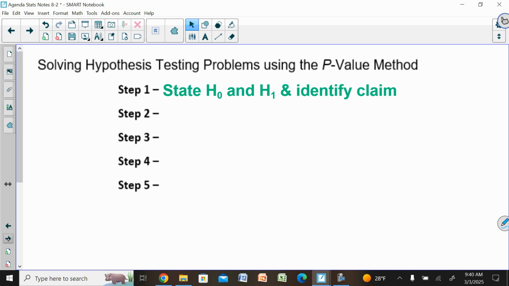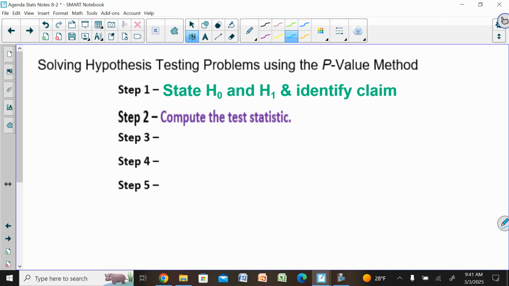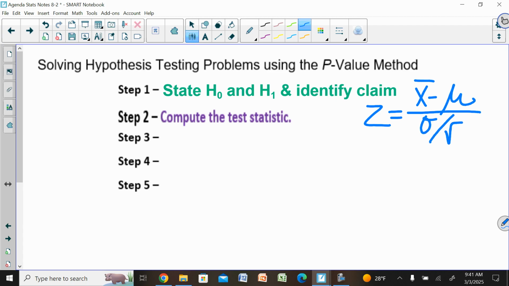The claim is important because of that table we filled in for our last step that says there is enough evidence to reject or to support, or there is not. Step 2, we're going to compute our test statistic. So in this case, in this section, our test statistic is calculated with z equals x bar minus mu all over sigma over the square root of n. So that's where we're going to do an actual calculation. We're going to get a value.